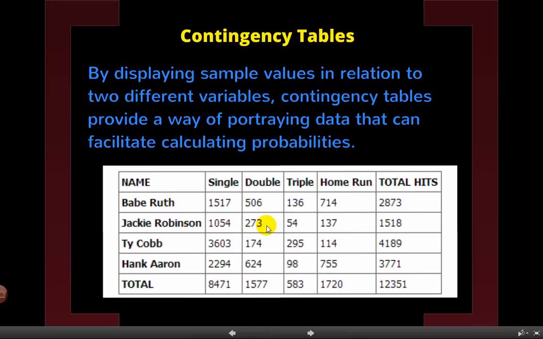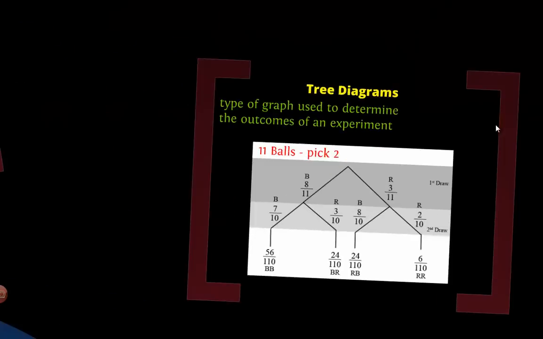So if we have just a straightforward probability, it would be just this number here divided by the total. However, if we're looking at A given B, then we take our A and this is our B. How many of this group, Jackie Robinson, how many doubles out of these four people? Well, we could find the percent of doubles divided by this.